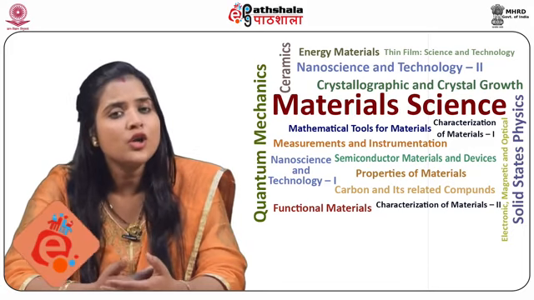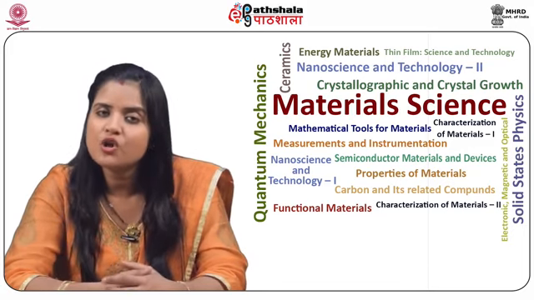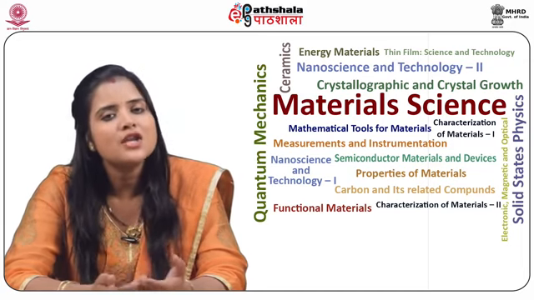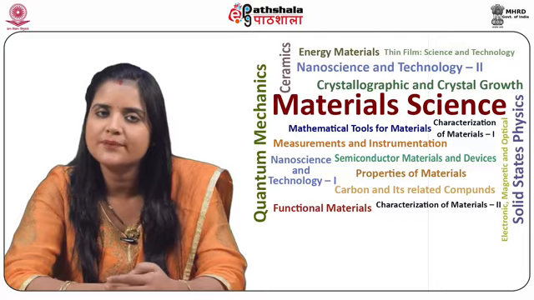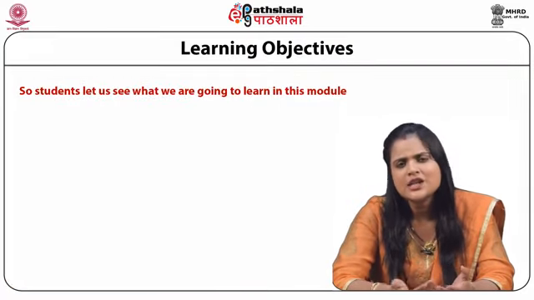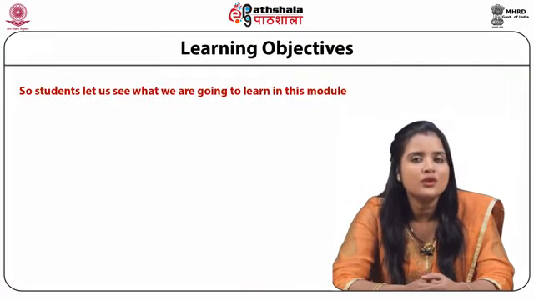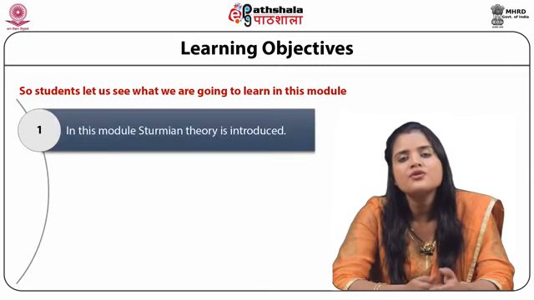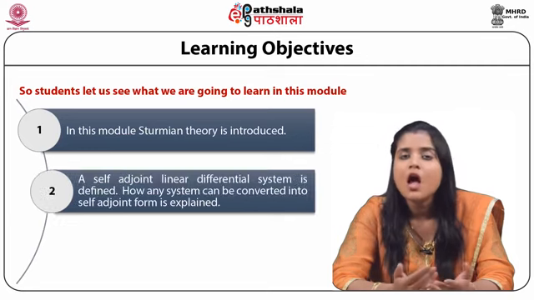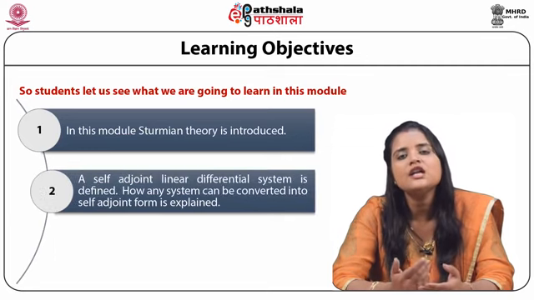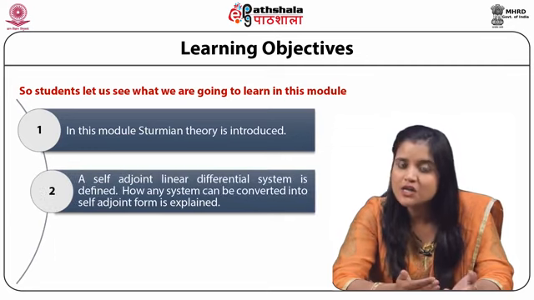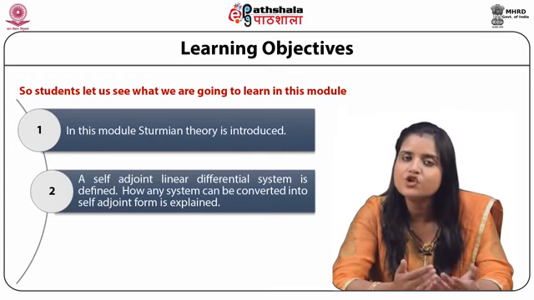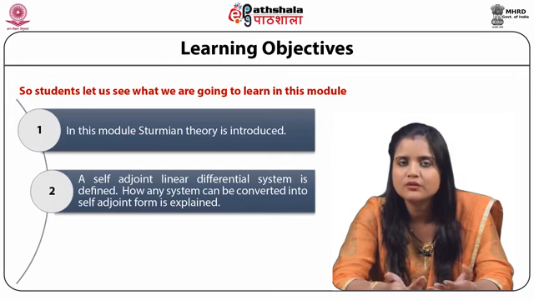Today we are going to discuss the module The Sturmian Theory from the paper Mathematical Tools for Materials. So students, let us see what we are going to learn in this module. In this module, Sturmian theory is introduced. A self-adjoint linear differential system is defined. How any system can be converted into self-adjoint form is explained.